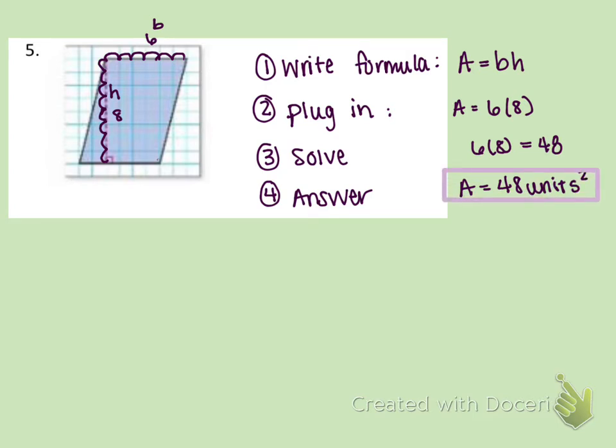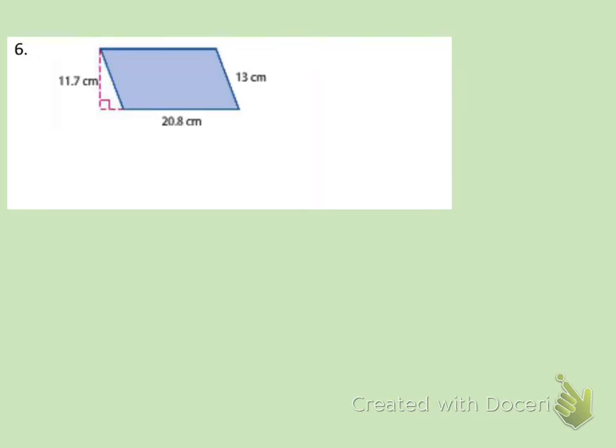Okay, so let's try that again. Here we have our formula, step 1. Remember, we always write A equals. We are not lazy and just write BH. It's A equals BH. Base is that line that goes horizontal, so this is our base right here. And then height. We have this line right here, and we have this line right here. Which one do you think is the height of this parallelogram, 11.7 or 13?